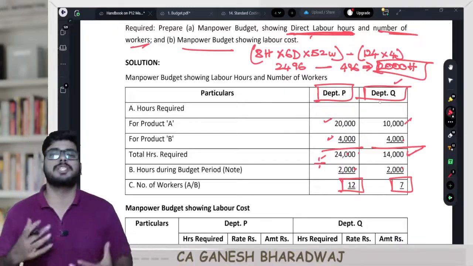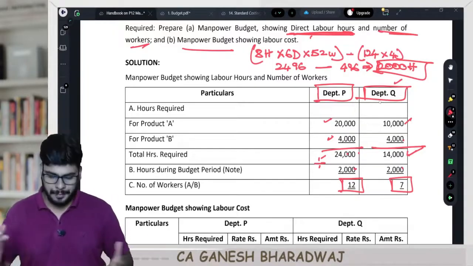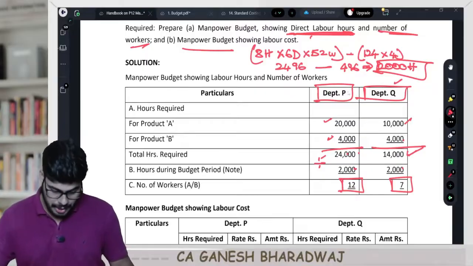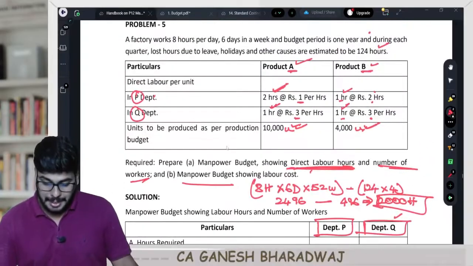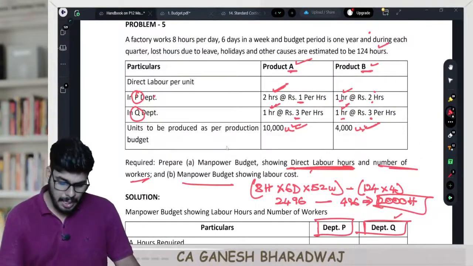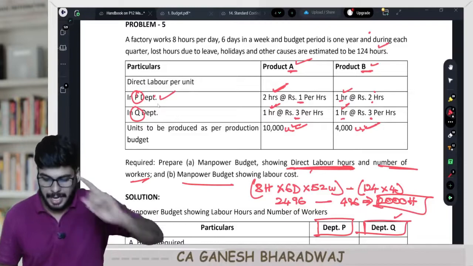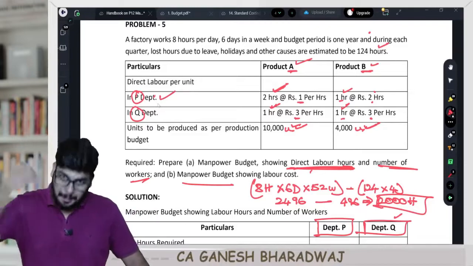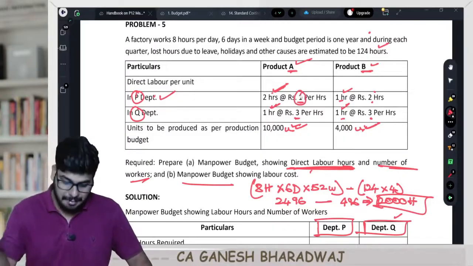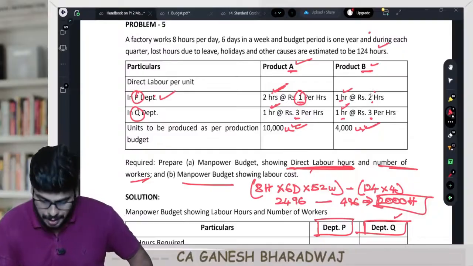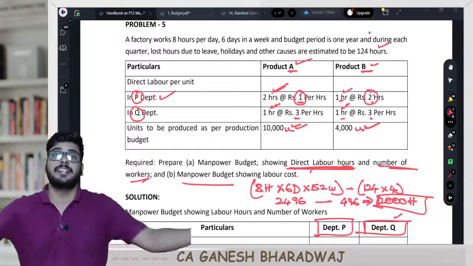Now, the final part of the question talks about what is going to be the total labor cost in the upcoming period, the manpower budget showing the labor cost. This is what we are going to do. Now, guys, please be very clear. See, department P, for producing product A, for every hour the worker in department P works on product A, the cost is 1 rupee. Whereas if the same department P guy is working on product B, the cost is going to be 2 rupees per hour. Are you clear with this? So there is a differential rate within the department itself.